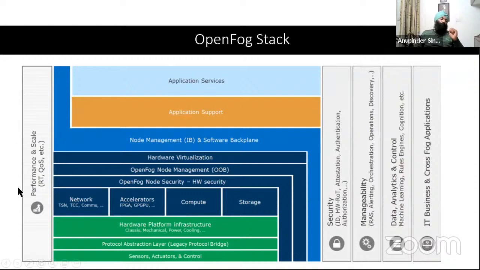So we can simply see there are five different kinds of services: performance and scale, security, manageability, data analytics and control, IT business, and cross fog application. These services are provided across the stack, right? So whichever place you are or whichever component you are, it does not matter, you are going to have all these particular implementations at all the individual levels of this particular stack.